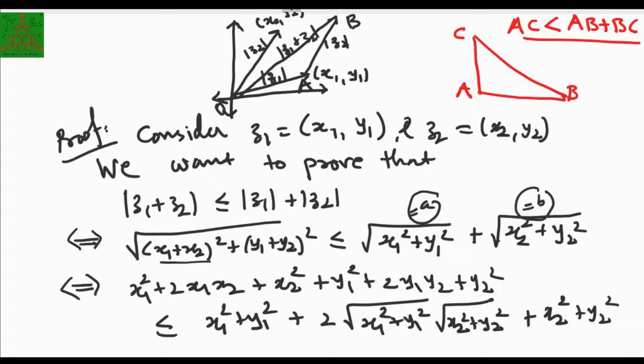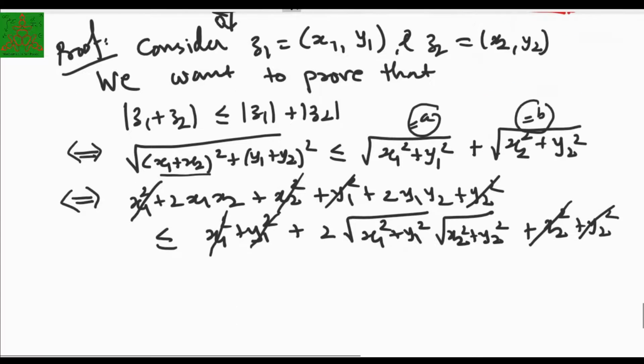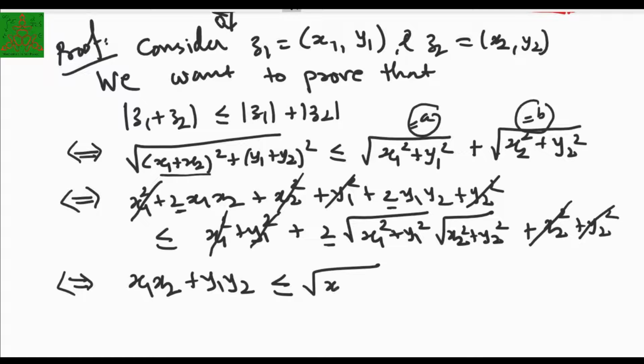Now what we can observe is that x1 square cancels with x1 square, x2 square cancels with x2 square, y1 square cancels with y1 square, and y2 square cancels with y2 square. The 2 is also common to the two remaining quantities, and that cancels as well. So what we are left with is x1 x2 plus y1 y2 is less than or equal to the square root of x1 square plus y1 square times the square root of x2 square plus y2 square.